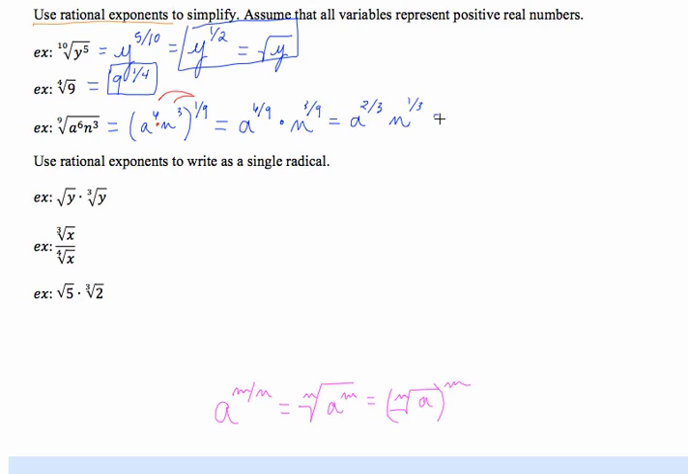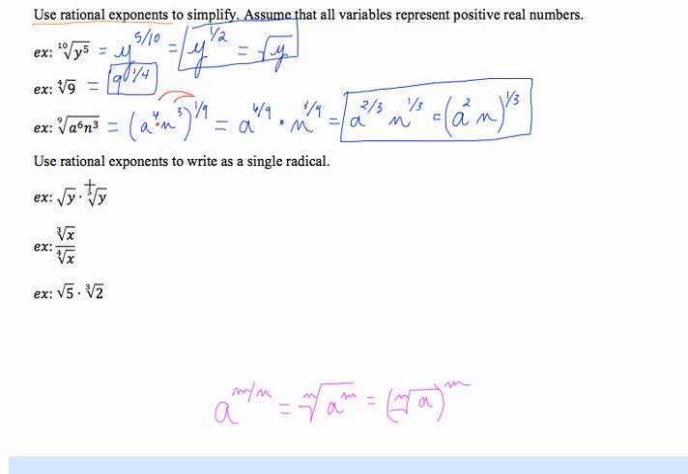And you could write it like that, or here's another way you could write it. Notice they both have a third in the denominator. So you could write this as a squared times n to the first power all to the power of 1/3. Basically, I'm taking a 1/3 out. That would also be a good answer. These are both equivalent good answers for this problem that are written with rational exponents.